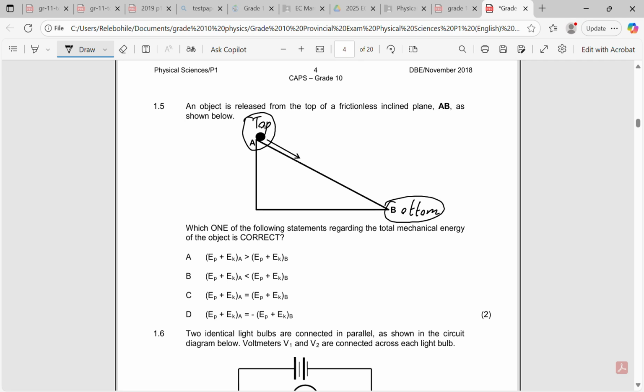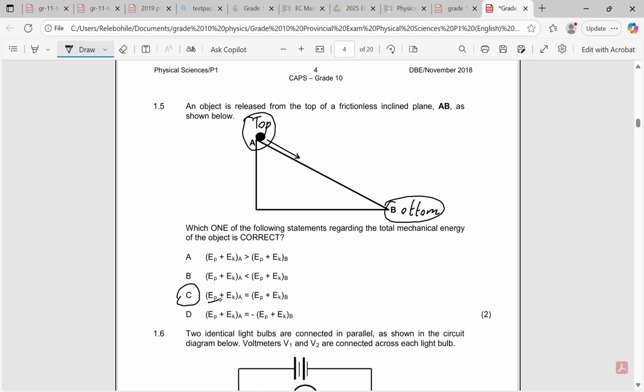So the mechanical energy before, which is at the top, will be equal to the mechanical energy after, which is at the bottom. So the correct option we want is the option that says the mechanical energy here is equal to the one that's here. And this one says this one is greater than that one. That won't work. This one, the mechanical energy at the top is equal to the one at the bottom. That's not correct. C though is going to be correct.